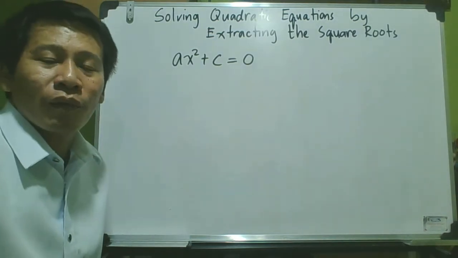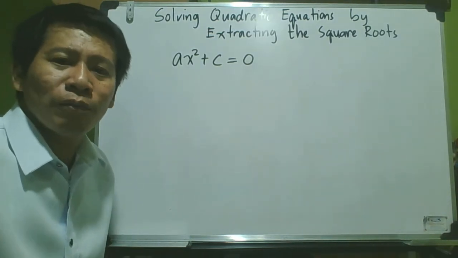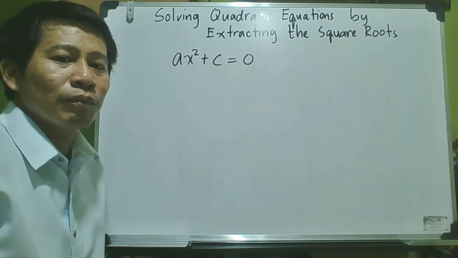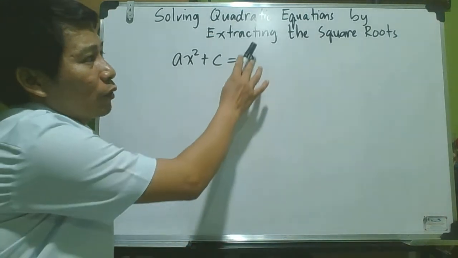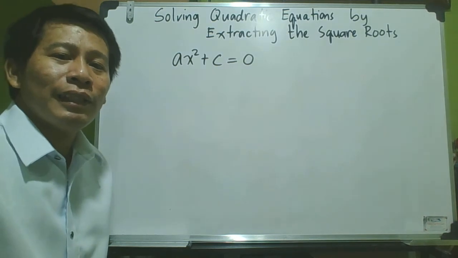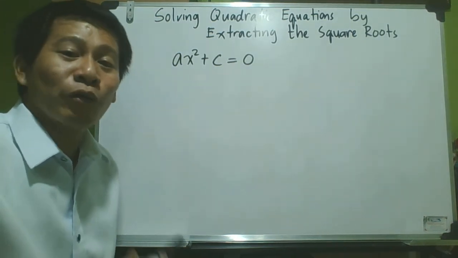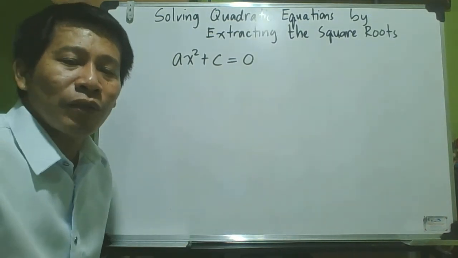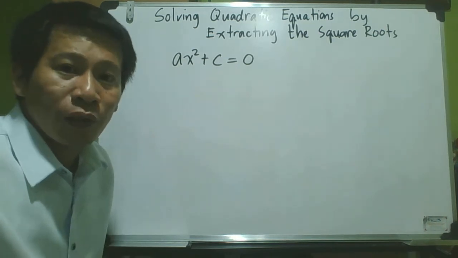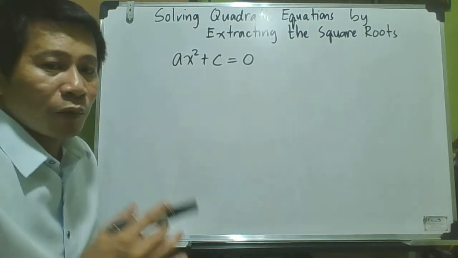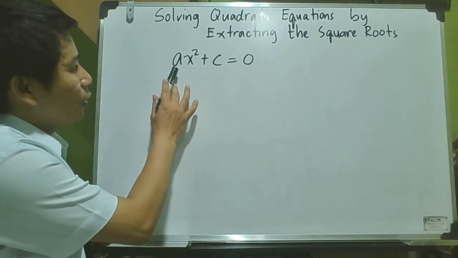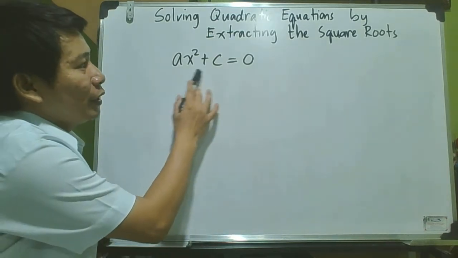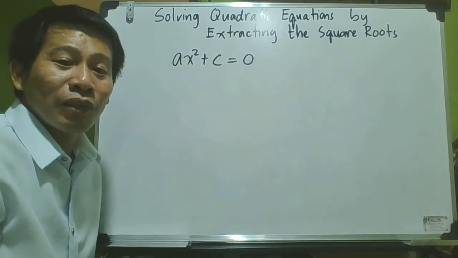In this video, I will teach you how to solve quadratic equations by extracting square roots. Actually, this method of solving quadratic equations is an application of the square root property. And this method is very applicable if the quadratic equation is in the form ax squared plus c equals 0. Observe that there is no linear term here. This is an incomplete quadratic equation.